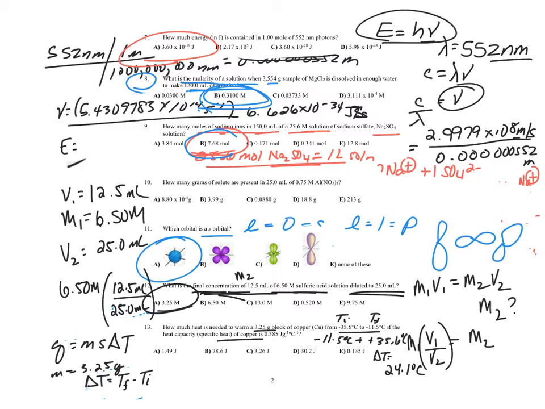And then the specific heat of copper is given to you. So Q equals 3.25 grams times 0.385 joules per gram degrees Celsius times 24.1 degrees Celsius. When you multiply that, most people got the correct answer of 30.2 joules. Once again, you memorized the formula and you practiced applying. So if you got that right, that's what you did. And you need to do that with every one of the concepts.